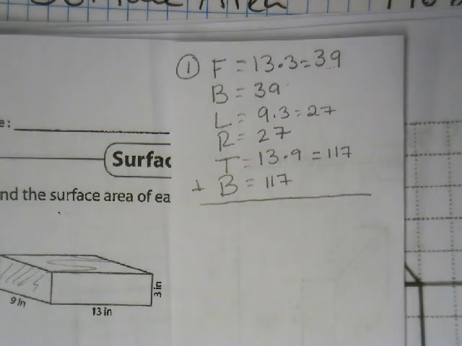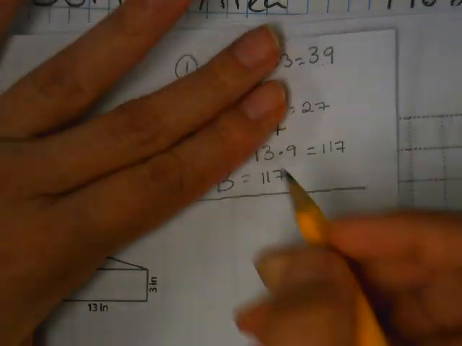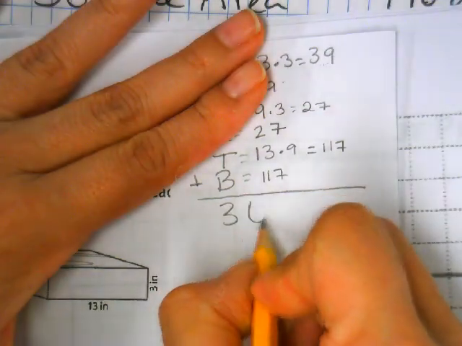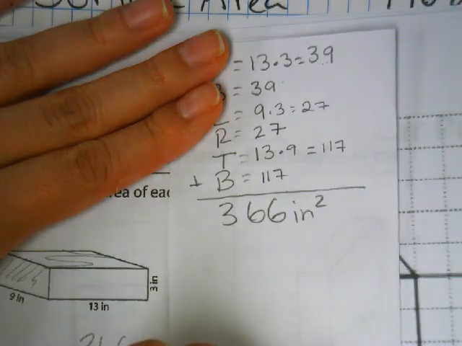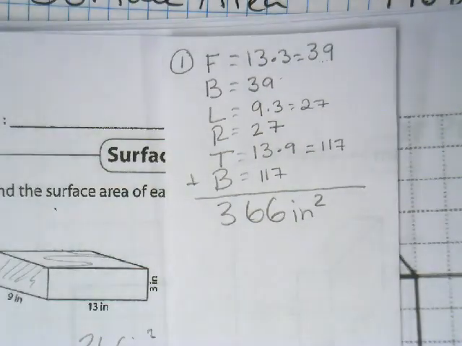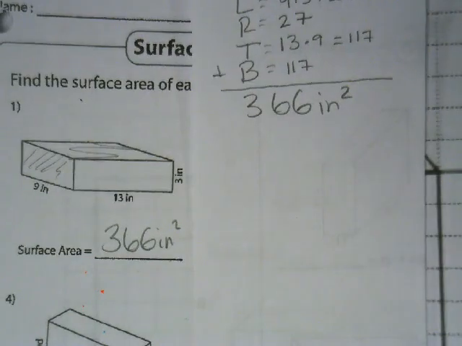What did we get? 366? 366 inches squared. Beautiful. I mean, I'm going with it. I don't know if you guys are right. All right.